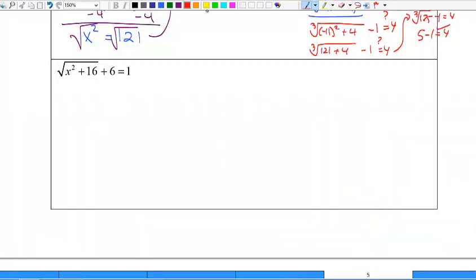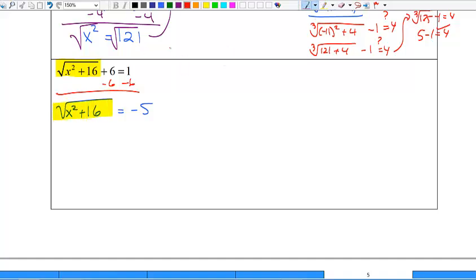On the next problem, is the radical all by itself? Again, no, so I need to subtract 6 from both sides so that my radical can be all by itself. Okay, that was step 1. Now my radical is all by itself.